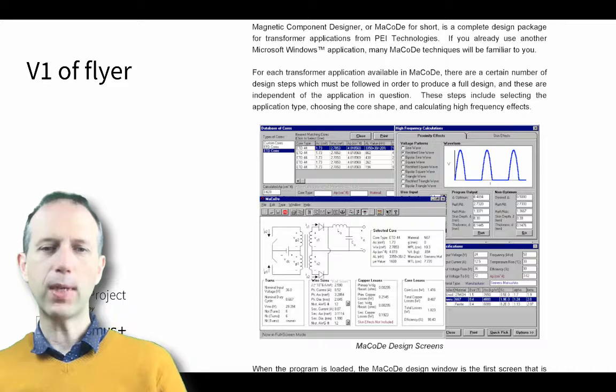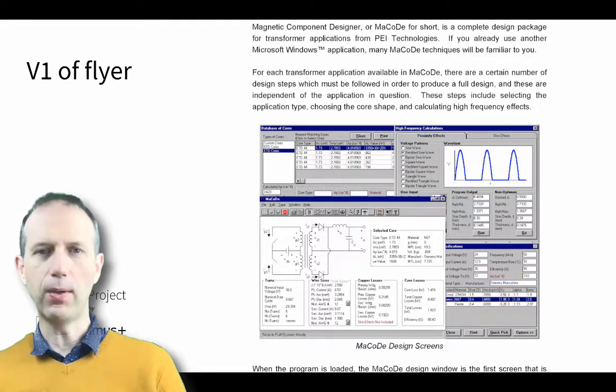And this was actually the first version of a flyer I did for the software. As you can see here, it talks about this system, which was called Magnetic Component Designer. It had a nice little short version, Mac code, a complete design package for transformer applications. And this is somewhat dated. You can see it's from an old version of Microsoft Windows.